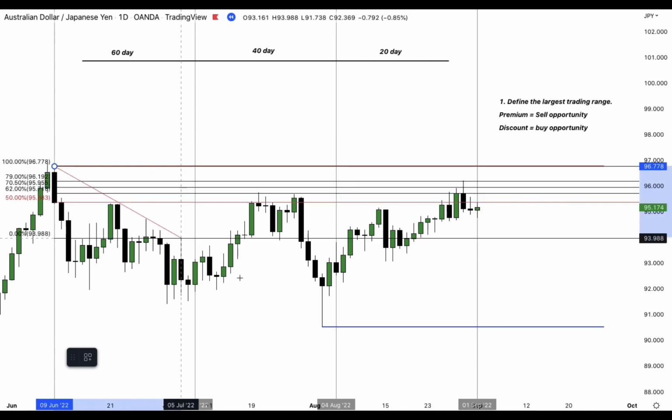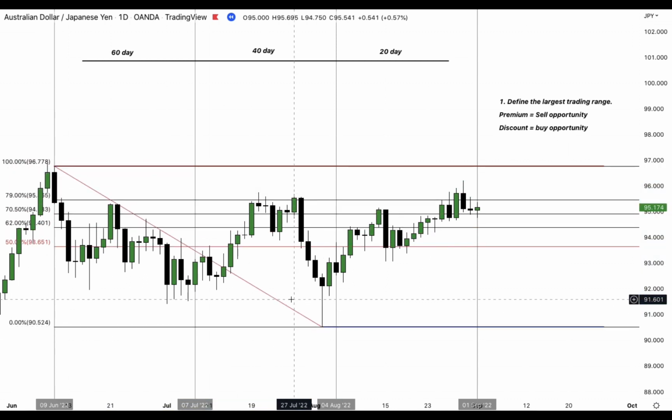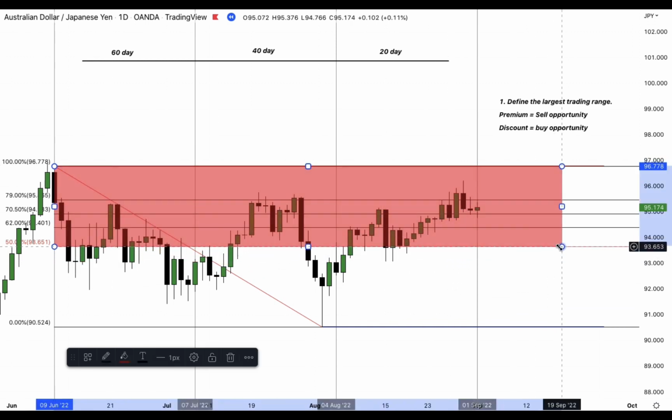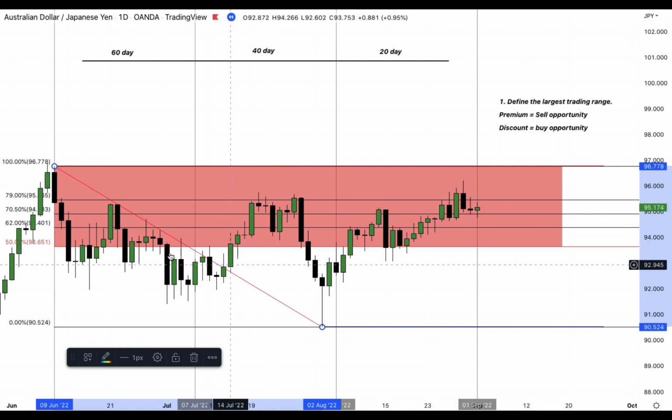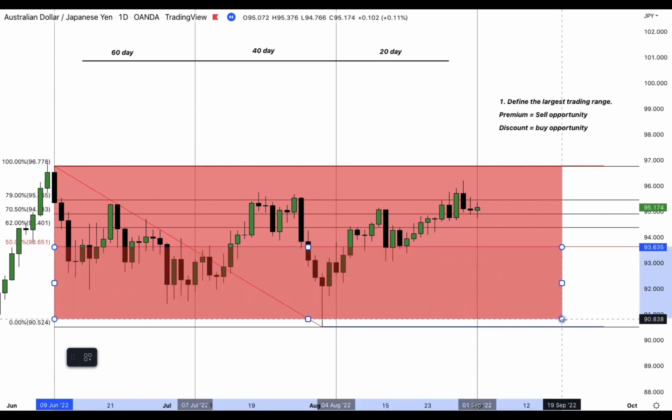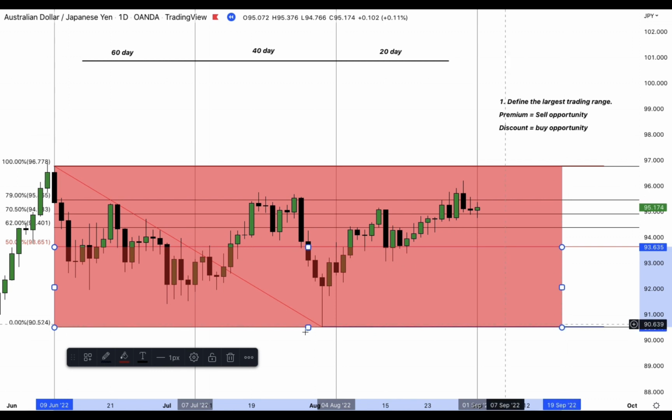So we can cut this range in half. And then we'll be able to find our premium and discounted range. So we can see that this is going to be premium. Anything above 50% or equilibrium is premium. Anything below it is going to be our discount range. And we'll put that in blue.